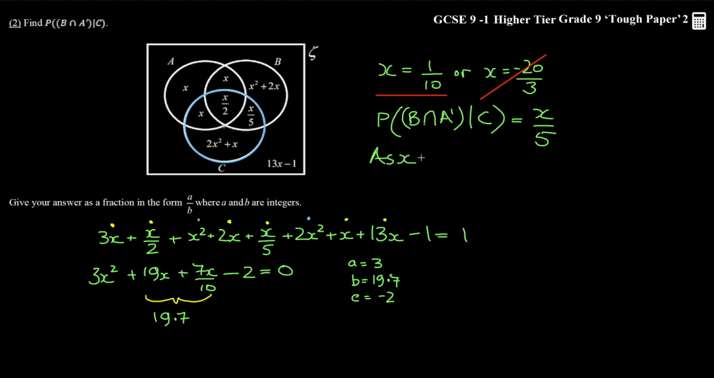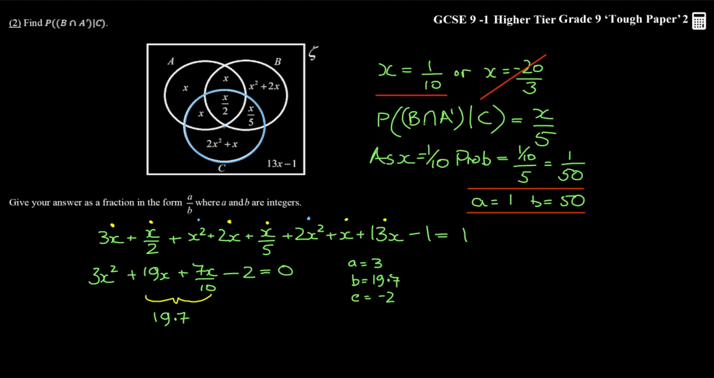And as x is equal to 1 over 10, the probability is equal to 1 over 10 divided by 5, which is equal to 1 over 50. And that's actually in the form they want. So A is equal to 1 and B is equal to 50. And there is the answer.